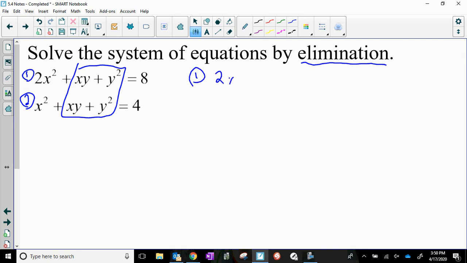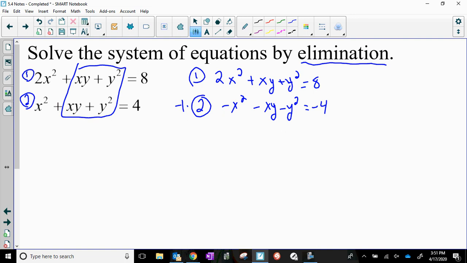So I have 2x squared plus xy plus y squared equals 8. And the second equation, I'm going to times by negative 1. And I'm going to get negative x squared minus xy minus y squared equals negative 4. Make sure you times both sides of the equation. What we want is the same number, different signs in front of these variables, with all the y's or all the x's. So unlike Algebra 1, you can't just eliminate whatever you want. You have to eliminate what's available to eliminate, which is possible.